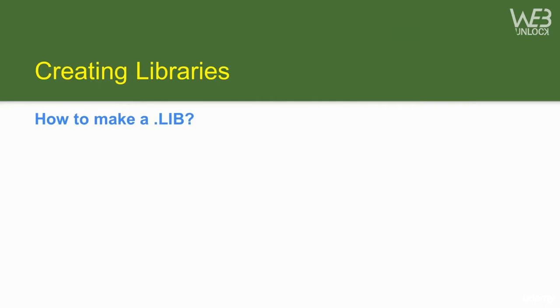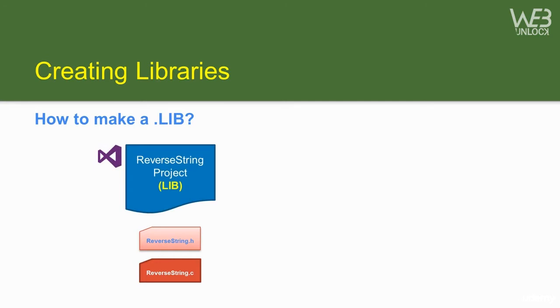Now let's talk about how do we create our own static library that ends with a .lib extension. So let's go back to our example here. The way we do that in Visual Studio is we're going to take our header file and C file and then go to Visual Studio and create a project. Let's say in this case, let's call it reverse string project. And that will be a library project.